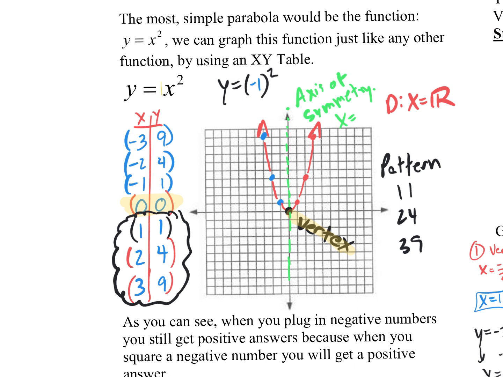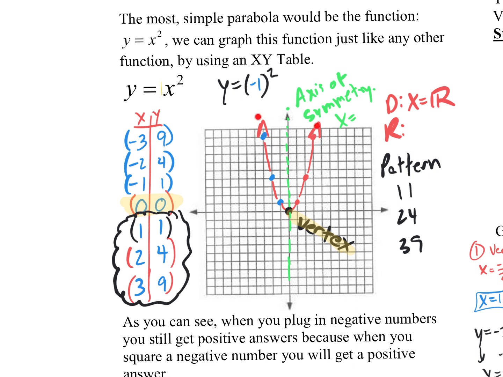It does go to the left and to the right forever. That's why the domain is x equals all real numbers. Now, when we get to range, those are the y values, up and down. So the question is, does this parabola exist up at 100, up here somewhere?